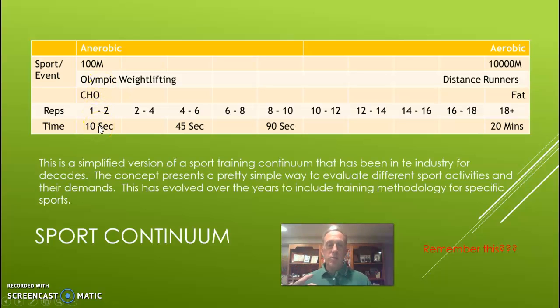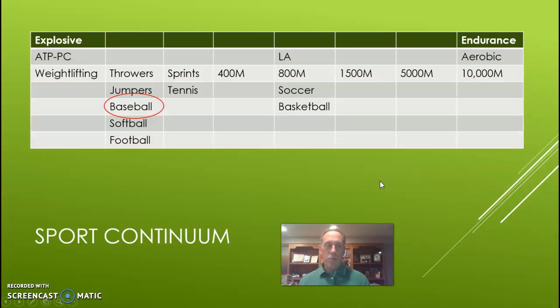But for the sake of this graph, and bringing it back in from session 3 or 4, I think it was, just to give a refresher, it was 10 seconds, 45 seconds, 90 seconds, and 20 minutes. And if we take this a step further and look at it from this perspective, on one side of that continuum you have folks who are very explosive, and on the other side more endurance oriented. And you know this from your other classes as well, I'm sure.